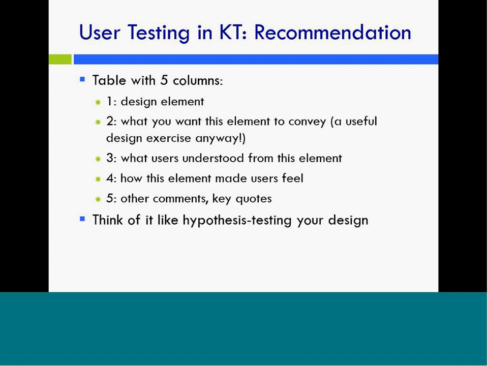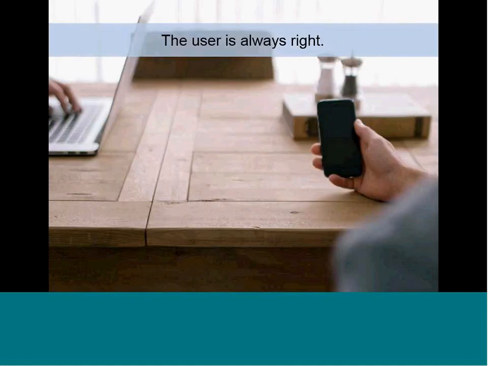this is a format that I've come up with on a project that I'm working on with colleagues in the U.S.: a table with five columns where we talk about each design element, what you want it to convey, which is a useful design exercise anyway, and then test what people get from this, how does it make them feel, and other things that you might want to keep for a publication later. And think of it sort of like hypothesis testing your design.